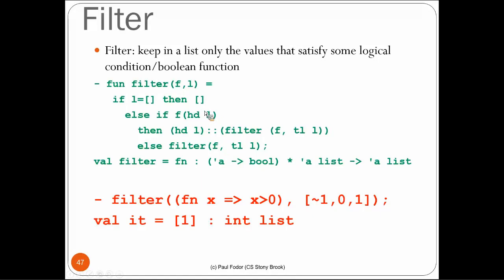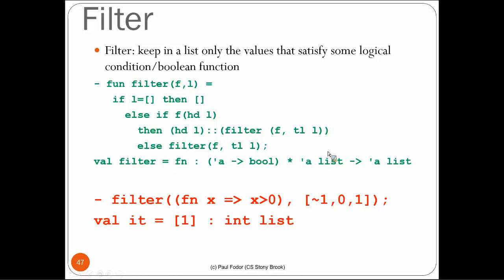So it applies the function f on the head of the list. If the result is true, it returns the head of the list, and calls the rest by applying the function filter on the tail of the list L. So we call again the function filter on the same argument function f and the tail of the list L, or just the result of that filter on the function f and the tail of the list L.